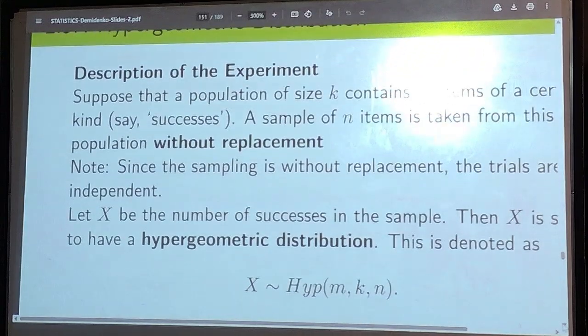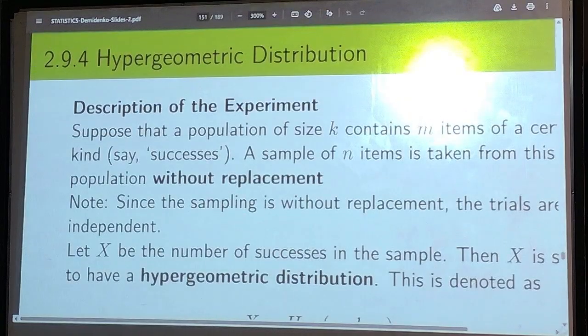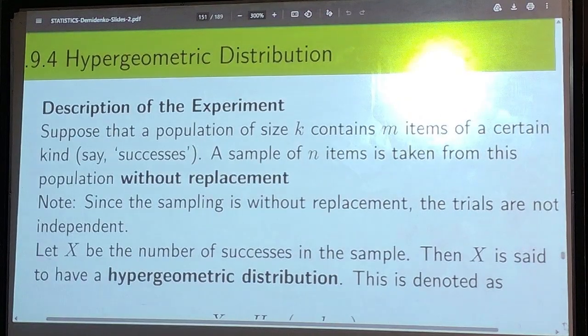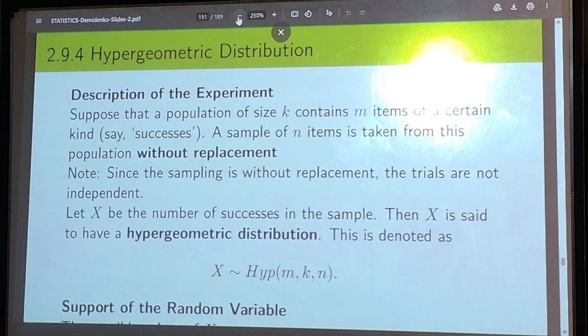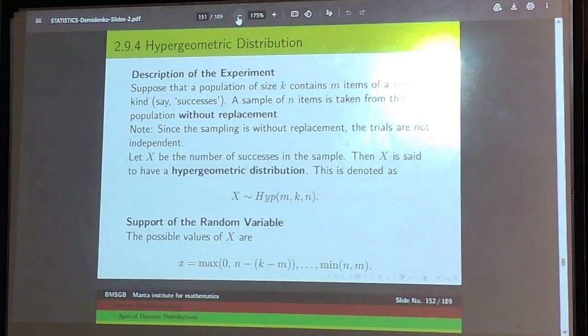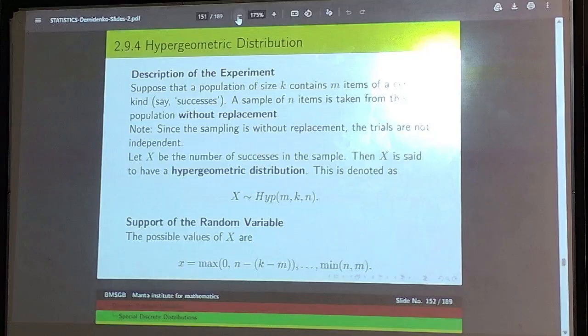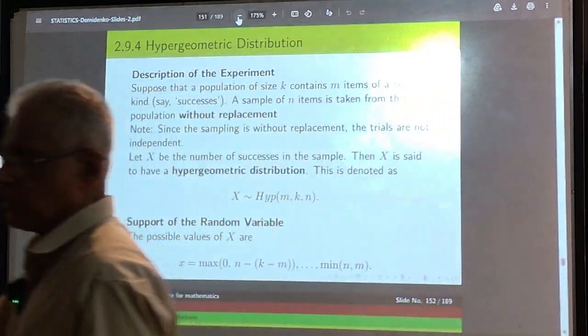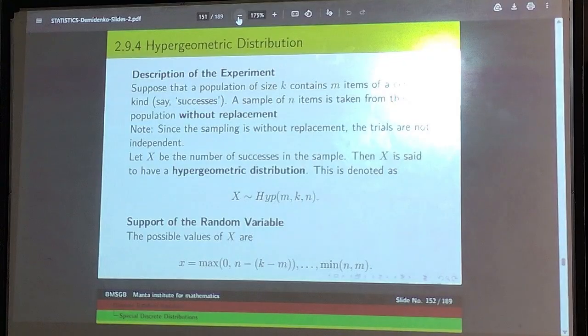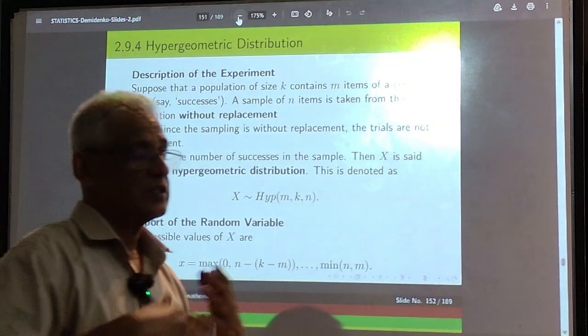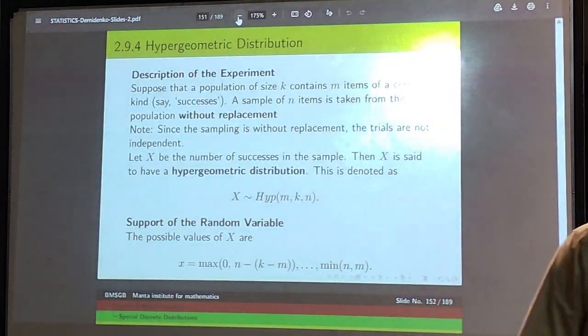So as I mentioned, we can use the binomial model when you are taking a sample from a finite population, and if you are interested in the number of successes in the sample. You can use the binomial model if the population size is very large. In that case, we can use the binomial distribution as an approximate model.